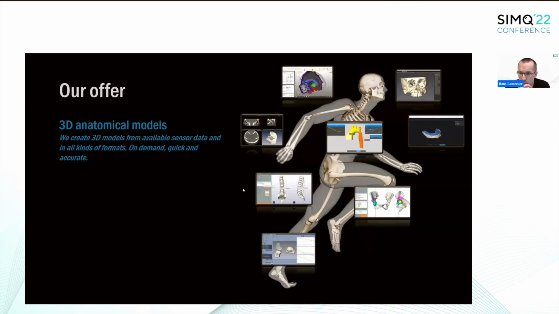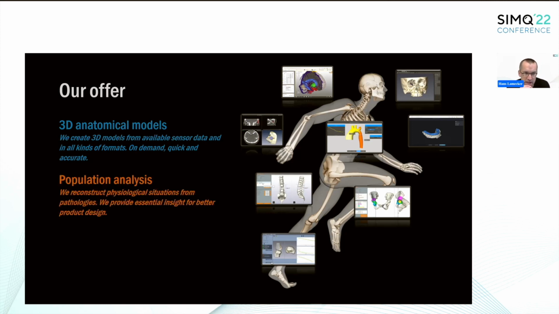What we are offering is three main things. One is very basic: 3D anatomical models. We create 3D models for you from available sensor data, CT, MRI, ultrasound, whatever, and in all kinds of formats for you to use readily in your workflows for your purposes, whatever that is.